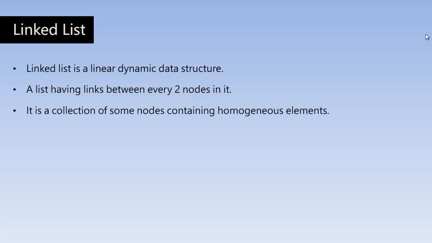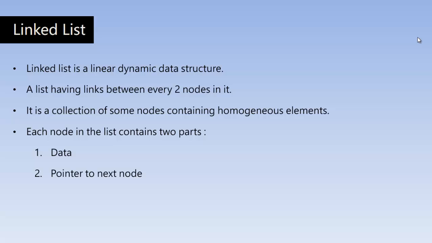It is a collection of some nodes containing homogeneous elements. That means collection of elements of the same type. Each node in the list contains two parts, and remember, node represents a memory block, right? And each node contains two parts. One is the data part, another one is the pointer to next node. So there is two sections in a node. One contains the actual data and other contains the address to the next node, right?